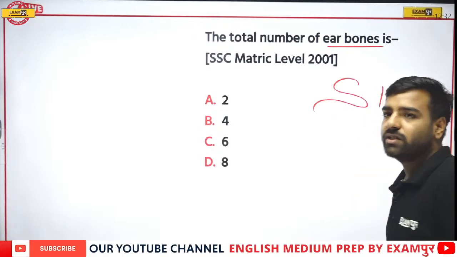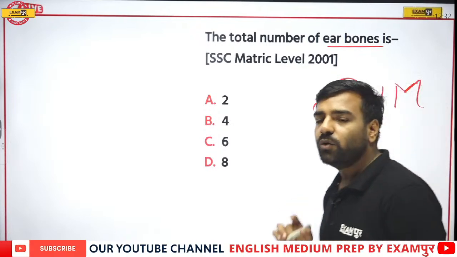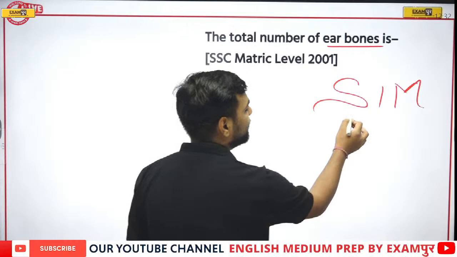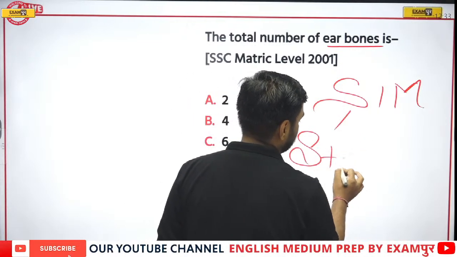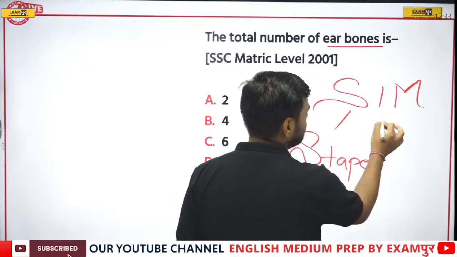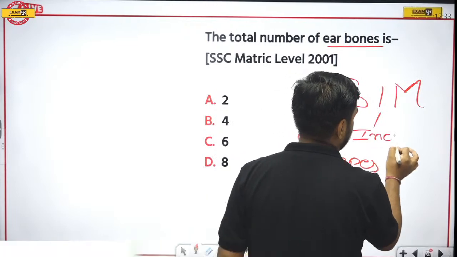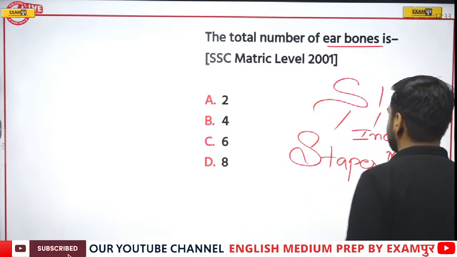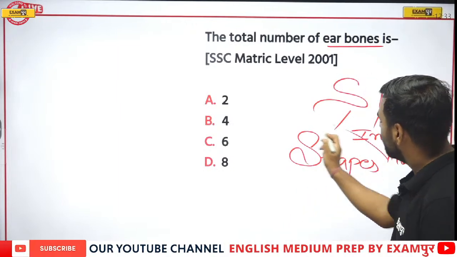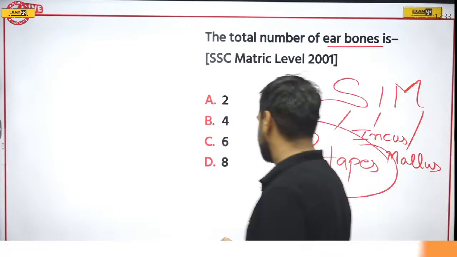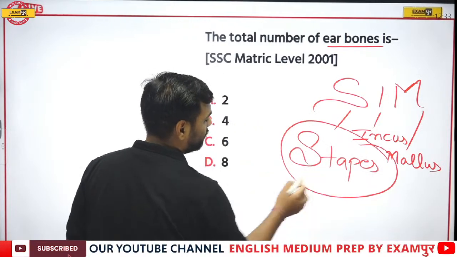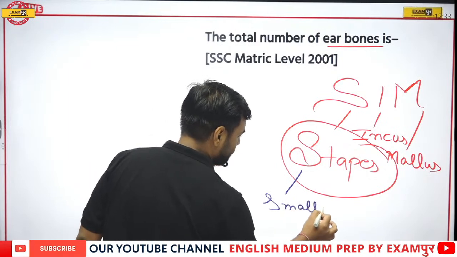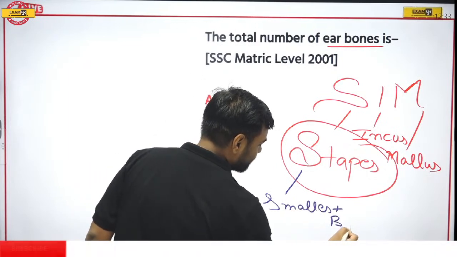Now I have made this trick. If I talk about the bones which are present in the ear, they are SIM, where S stands for stapes, I means incus, M means malleus. So incus, malleus, stapes are the bones present in the ear, where stapes is the smallest bone. I am changing the color and writing for you all. Stapes is actually the smallest bone. So I guess now you all can answer this.